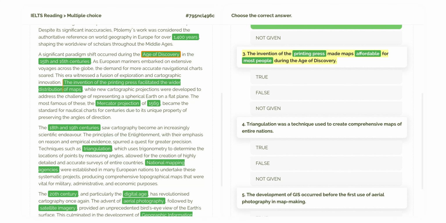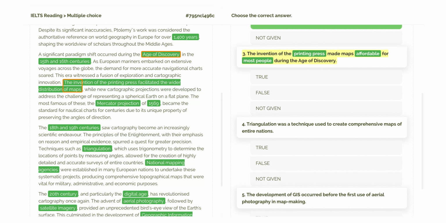Paragraph 3 says the invention of the printing press facilitated the wider distribution of maps. Wider distribution means maps reached more places or people, but does it mean they were affordable, or that most people could buy them? The text doesn't mention the price or how many people could afford them. This option is incorrect.